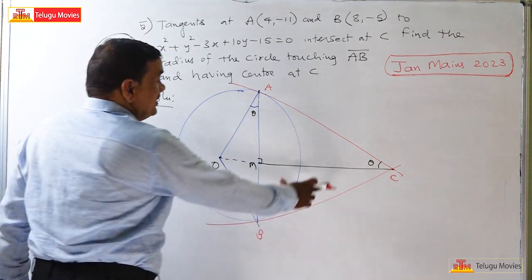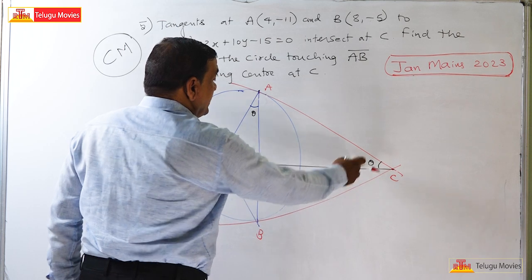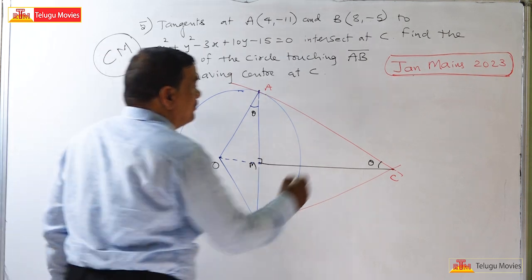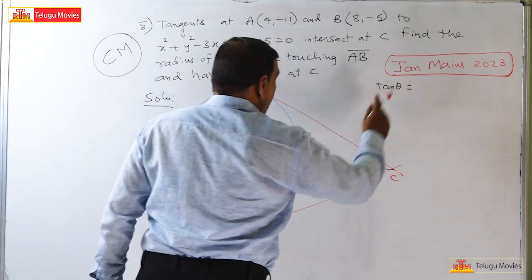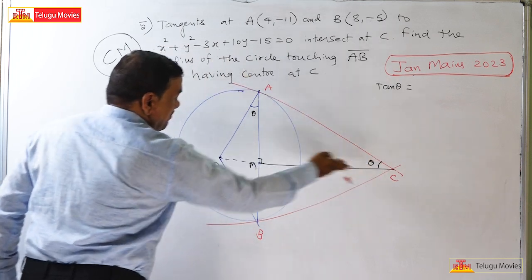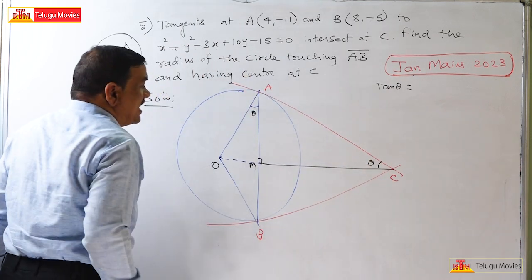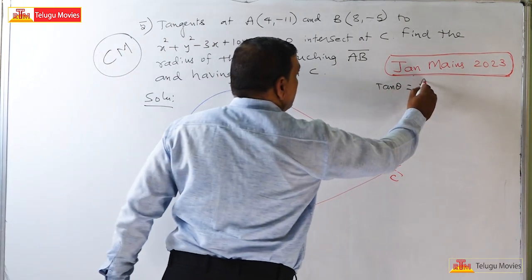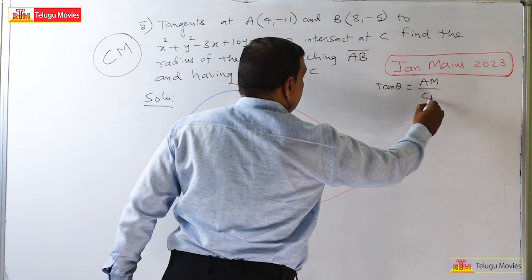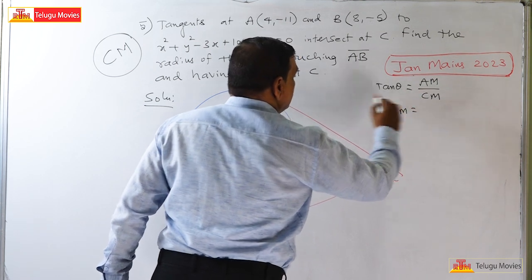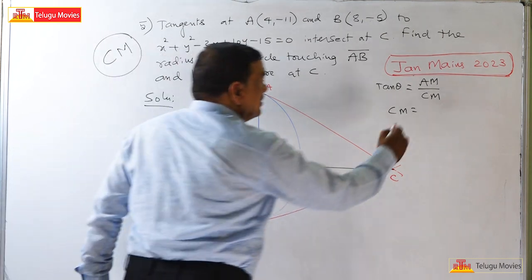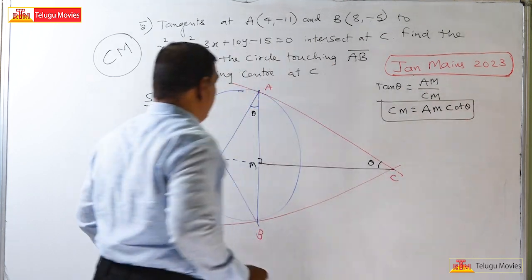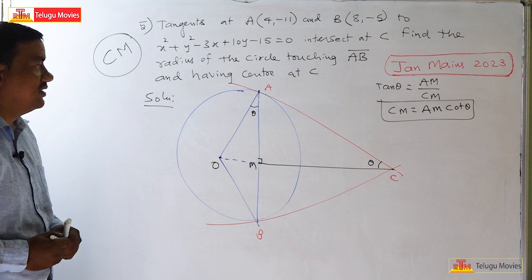We want to find out CM. CM means what? Then you can take tan theta. Tan theta is equal to how much? AM by... So if I write down tan theta, in this right angle triangle, draw a perpendicular. In this right angle triangle, tan theta is equal to opposite side by adjacent side. That means AM by CM. So our CM is nothing but AM into cot theta.